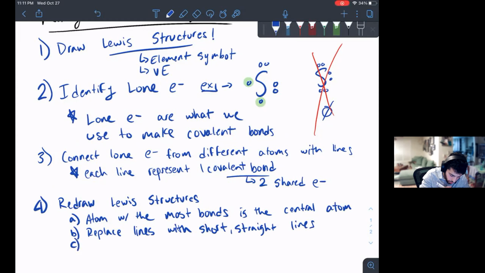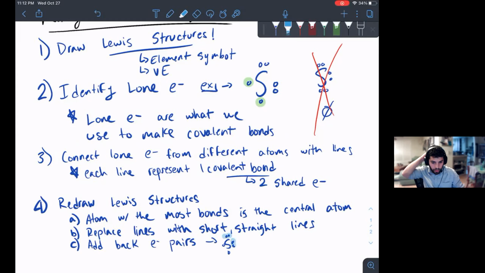Finally, step C is we're going to add back electron pairs. So any pairs of electrons that you have, you're going to add them back. If we look at our example of sulfur with 1, 2, 3, 4, 5, 6, our electron pairs are just these little guys right here at the top and right side. They're what is going to stick around throughout the entirety of all our diagrams.